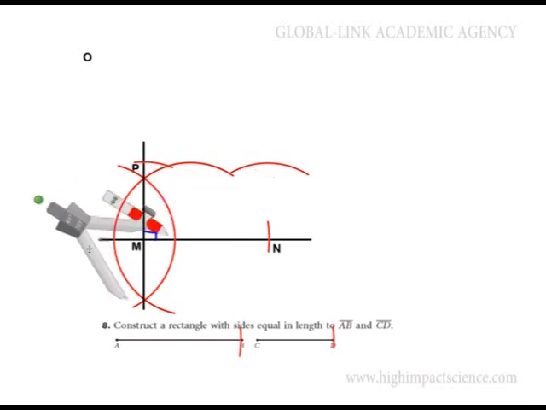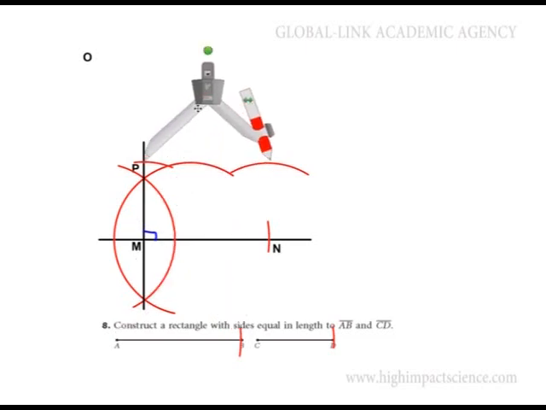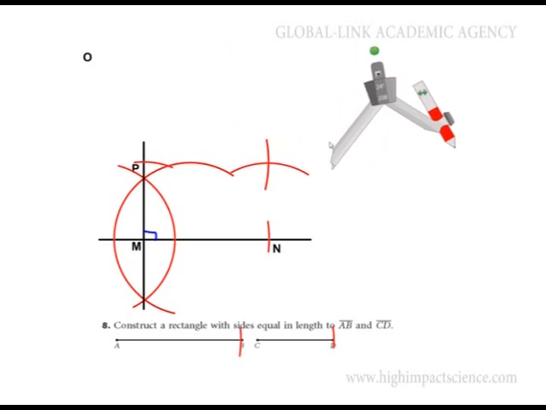Measure AB. Place the compass at P and cut an arc. That intersection is point O. Now just complete the rectangle. Now with that, you know you can construct a square.